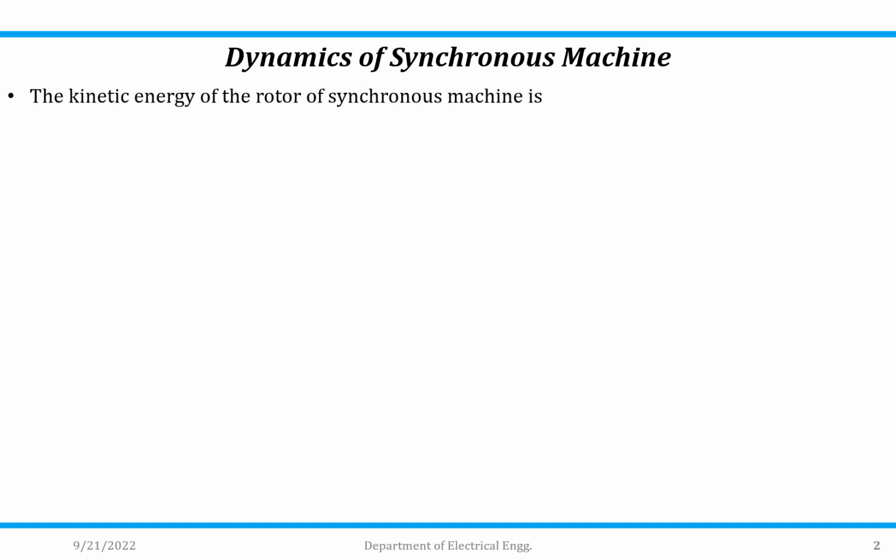Now let us consider the kinetic energy of the rotor of a synchronous machine. Kinetic energy equals half into J into omega Sm square into 10 raised to minus 6. The unit for kinetic energy is megajoule. Consider this as equation number 1.